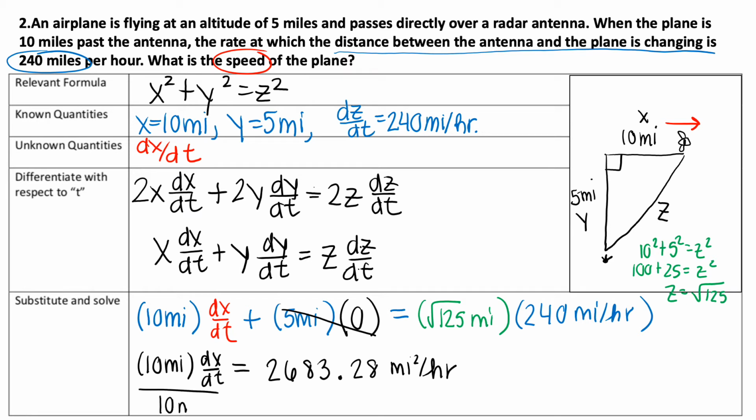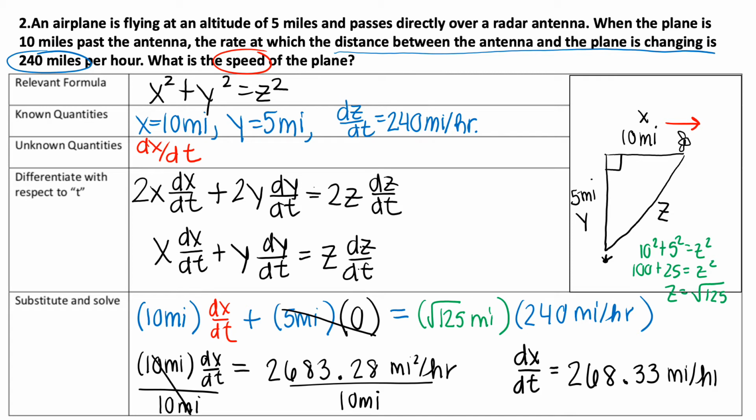So then dividing by 10 miles on both sides, I get dx/dt is equal to 268.33, rounding to the nearest hundredth, miles per hour. Now just to clarify, when I did this, I rounded here in my work, but I left the full value in my calculator. And I didn't actually do any real rounding until the very end here: 268.33 miles per hour.